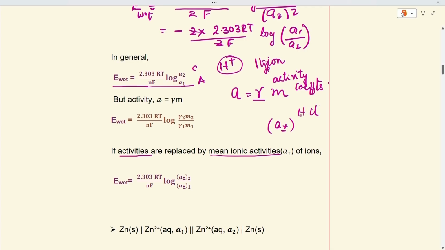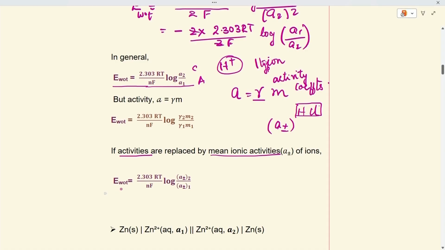So, what we do is, we take the activity of HCl and we take the mean of it and consider that to be the activity of H plus and Cl minus. So, this is mean ionic activity. Mean means average. Now, since only one of the ions, that is only H plus ions, is involved, E without transference is equal to 2.303 RT by NF log, of H plus ions alone, that is mean ionic activity of 2 divided by mean ionic activity of 1. It's a very important point because we will need it later.